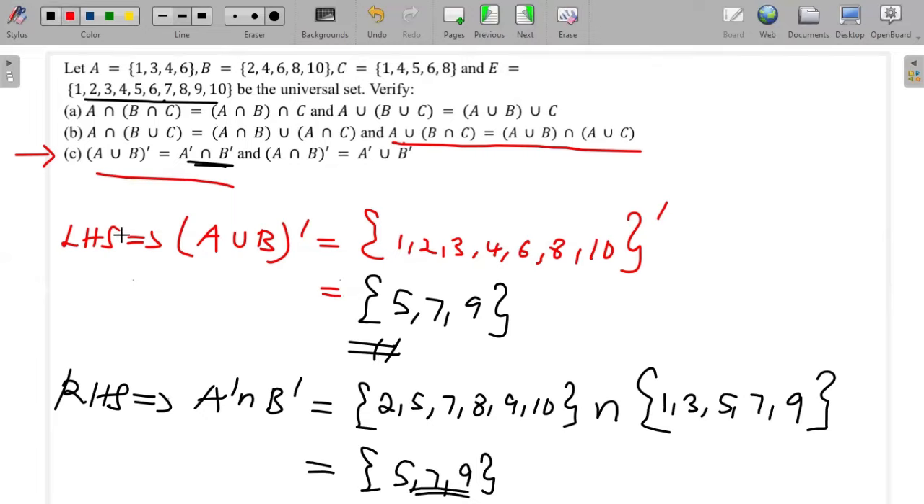So you can see that the left-hand side is equal to the right-hand side. So you write here, since the left-hand side is actually equal to the right-hand side, hence C verified, or hence proved. Whichever word you choose.